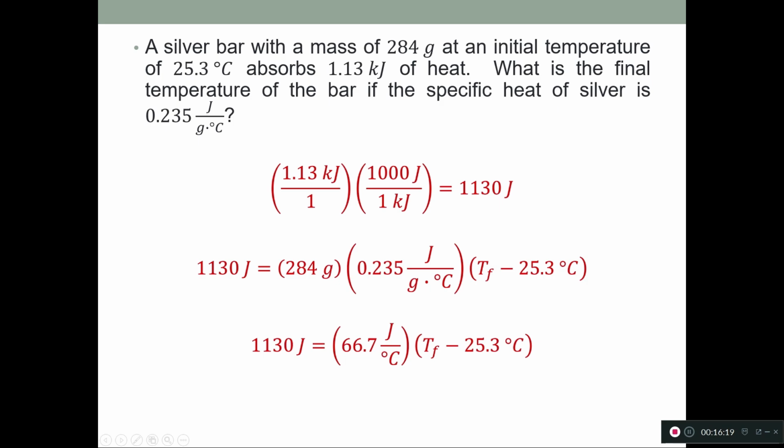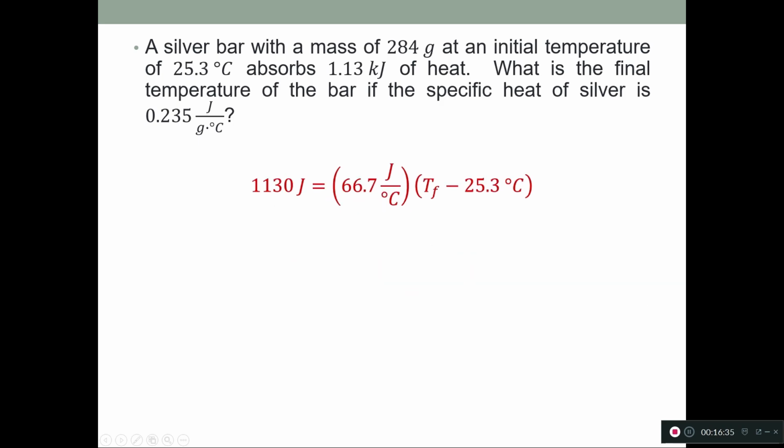And so the first thing to do is just multiply this grams times the C right here, which is our specific heat. And so we would see that the grams will cancel out and we end up with 66.7 joules over degree Celsius. And so then we end up with this right here. What we want to do is take our 66.7 joules over degrees Celsius and distribute that into here.